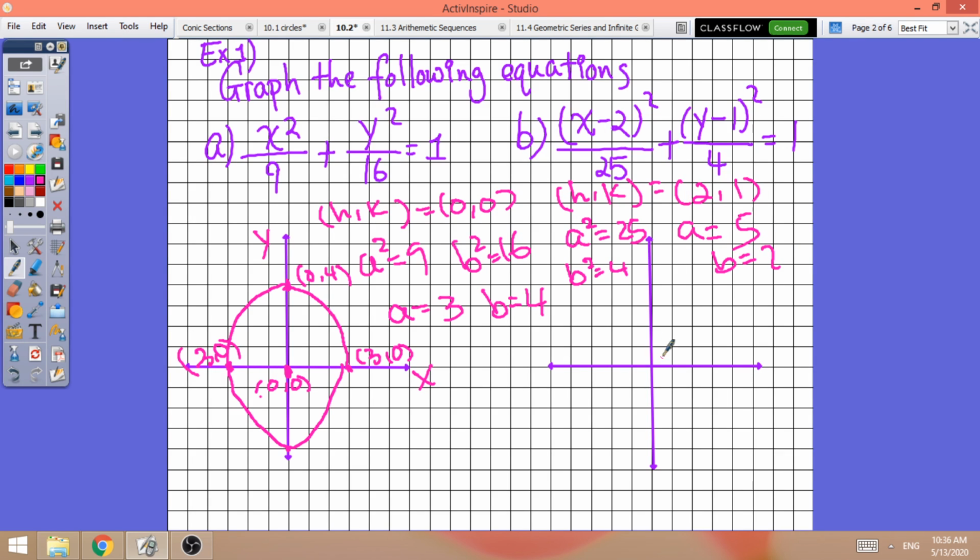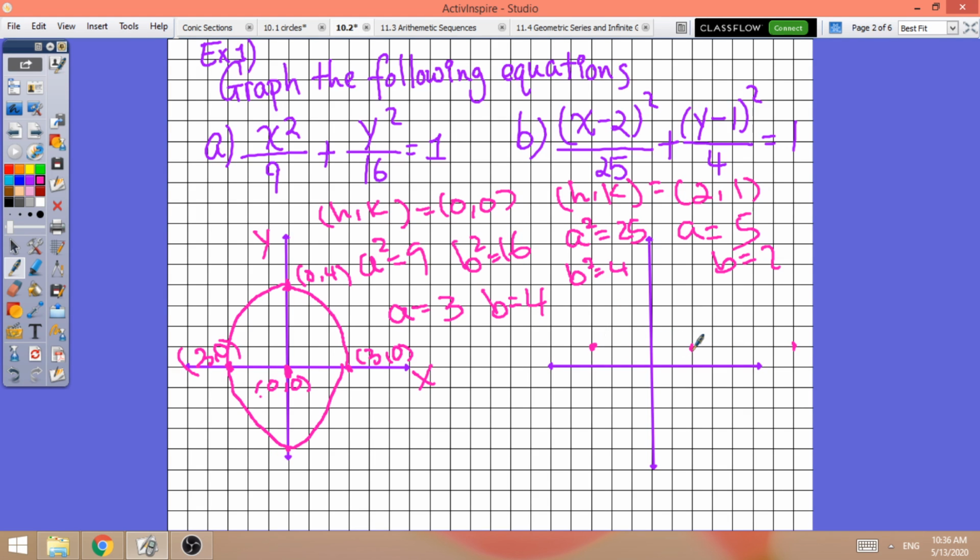Okay, so start with the center, 2, comma 1, right up here. And the major axis, what we got is 5, right along the horizontal, which is parallel to the x-axis. So it's 5 units to the right, 1, 2, 3, 4, 5, right here. And then the other side, same thing, 5 units from the center. So 1, 2, 3, 4, 5.